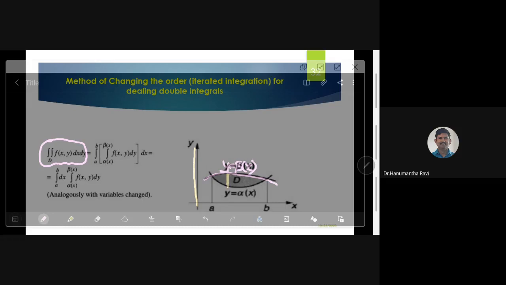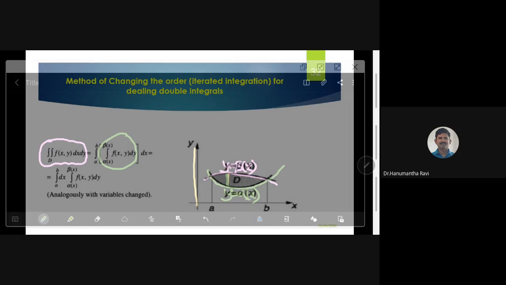There is another curve here. That curve is this one. The equation of that curve is, say, y is equal to alpha of x. Now, first we decided to do integration with respect to y here. So now see what we are doing. Once you decide to do integration with respect to y, then draw a line parallel to the y-axis. That is what I have done here.